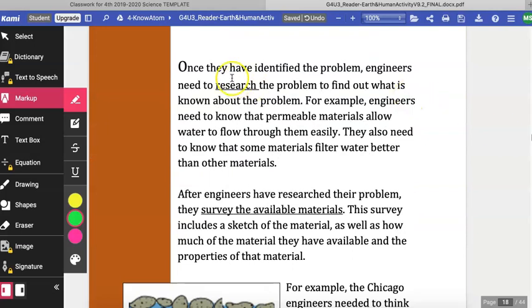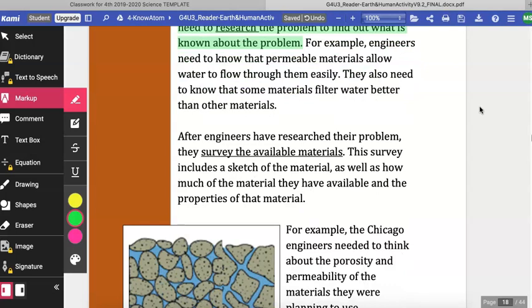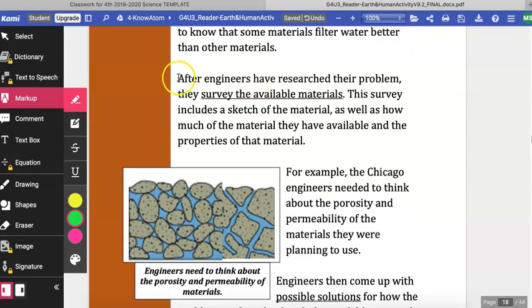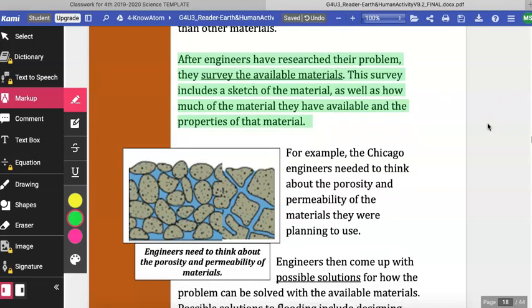Once they have identified the problem, engineers need to research the problem to find out what is known about the problem. For example, engineers need to know that permeable materials allow water to flow through them easily. They also need to know that some materials filter water better than other materials. After engineers have researched their problem, they survey the available materials. This survey includes a sketch of the material, as well as how much of the material they have available and the properties of that material.